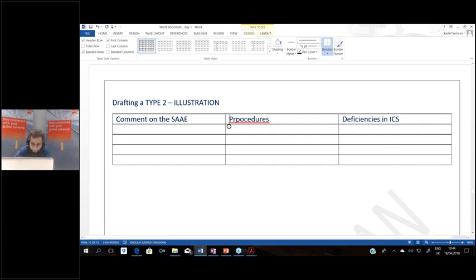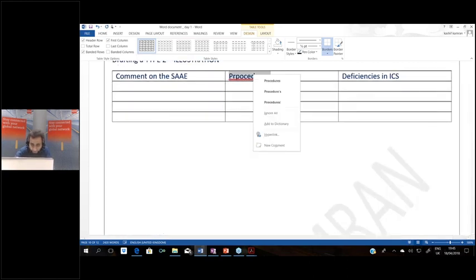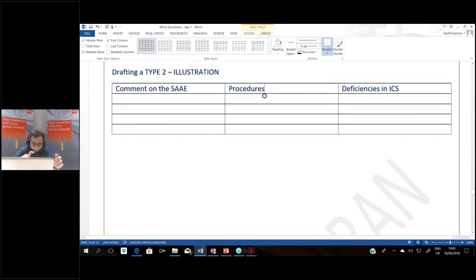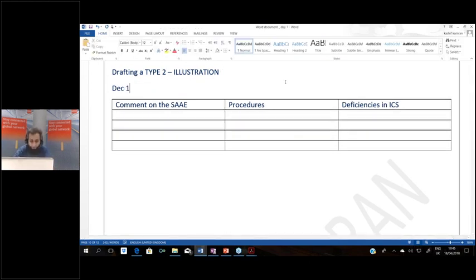Okay, procedures. I'm just making columns to make things clear quickly. You can see the format of drafting in my Word file. Now, what part am I doing? I'm doing December 16, question number 2B. And I have 7 marks for capital expenditure. Again, there is no cap. For every comment, I'll take 1 mark. For every procedure, I'll take 1 mark. And for every deficiency, I'll take 1 mark.